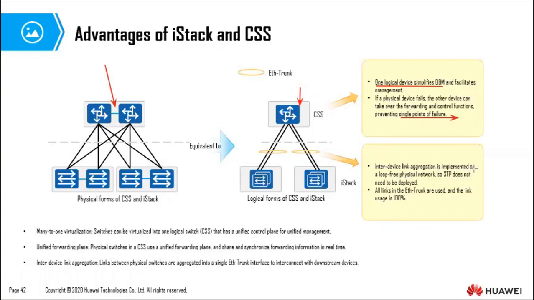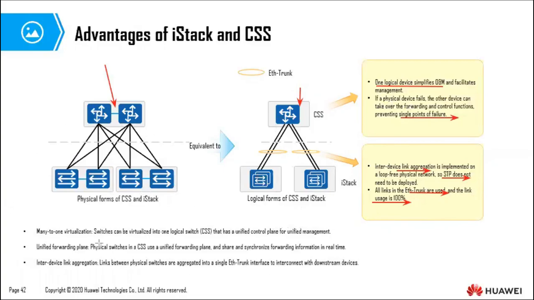Inter-device link aggregation is implemented. So you saw that one of the ways in which we could implement link aggregation was if we had an architecture like the one you're seeing here. If you do link aggregation, then no STP is going to be deployed because you can't have loops if you use that. Then all links in the Ethernet trunk are used, and therefore the link usage is at 100% because you're not using STP to block some links. You've combined all of them into an Ethernet trunk.